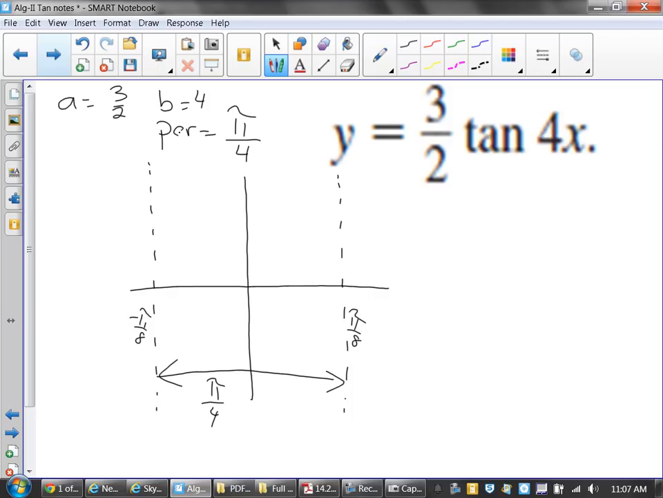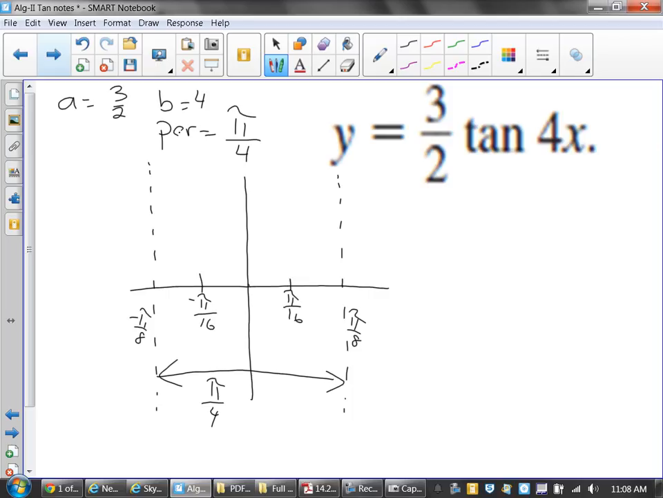Now, the next critical value occurs between 0 and pi over 8. What's halfway between 0 and pi over 8? Good. Negative pi over 16. What's that? How do you get pi over 8?